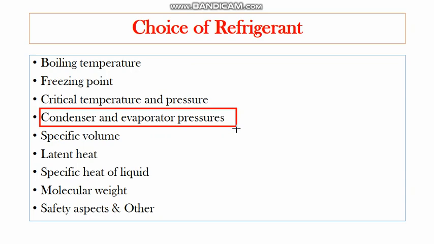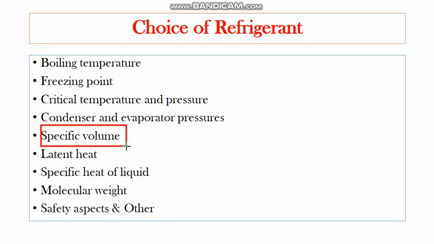Next one is specific volume. Your specific volume determines the size of the compressor, so it depends on which type of compressor you're using. We have two types of compressor: one is the reciprocating compressor and the other is the centrifugal compressor. When you're going for a reciprocating compressor, the specific volume should be low. And if you're using a centrifugal compressor, the specific volume should be high.